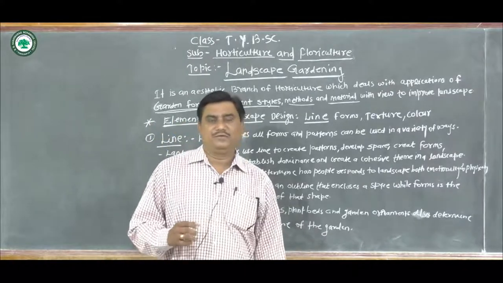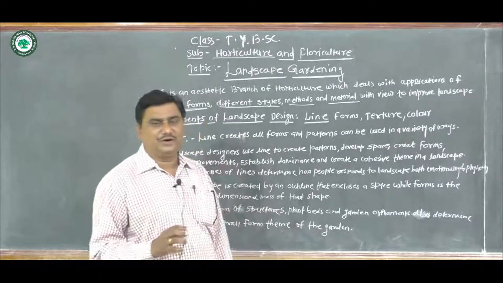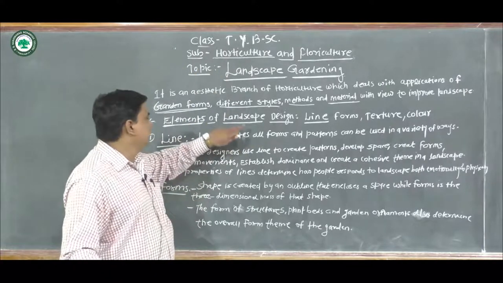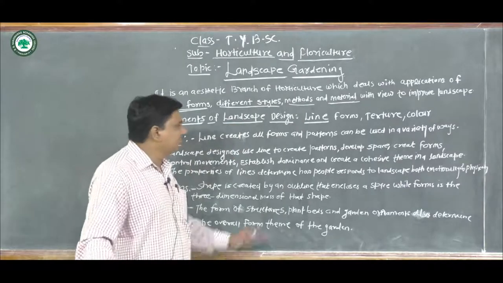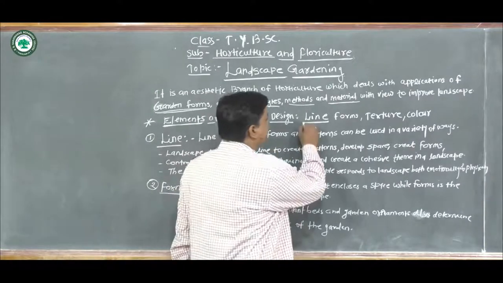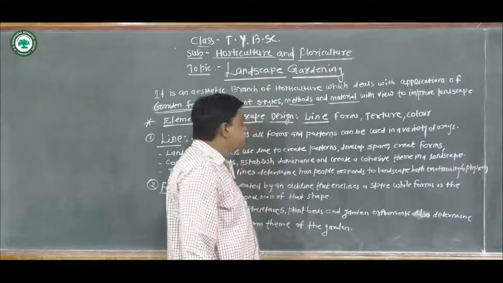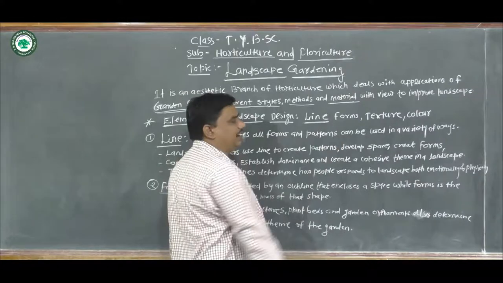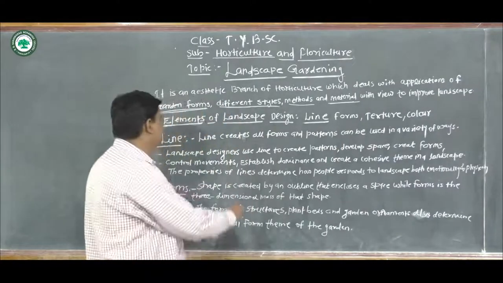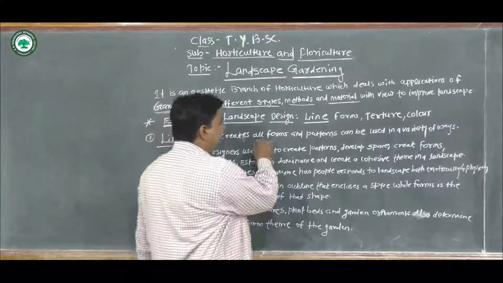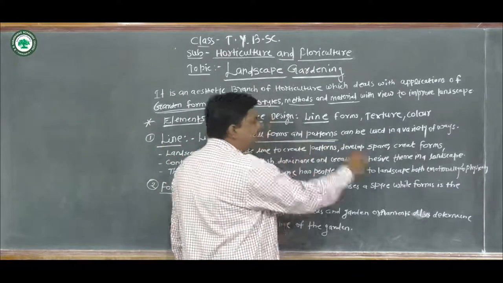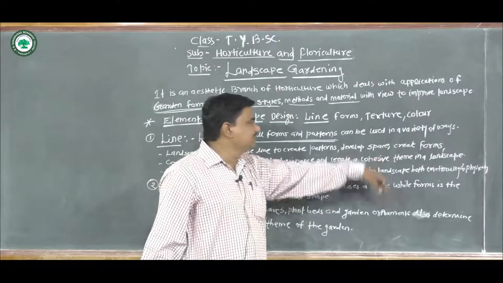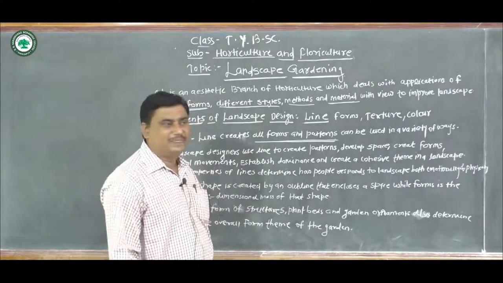Friends, first of all we move toward the elements. What are the elements of landscape design? The first is line. Line, form, texture and color. From line, all forms and patterns are created. Line creates all forms and patterns and can be used in a variety of ways.